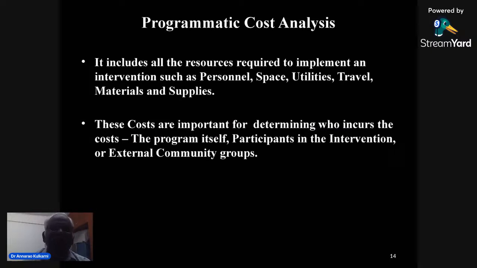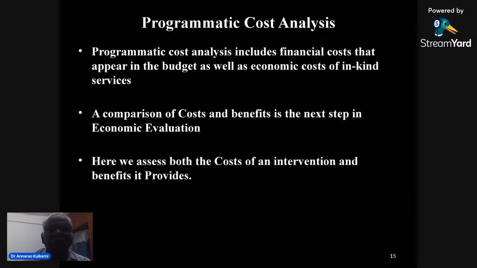The programmatic cost analysis includes all the resources required to implement an intervention, such as personnel, space, utilities, travel, materials, and supplies. These costs are important for determining who incurs the cost: the program itself, the participants in the intervention, or the external community groups. Programmatic cost analysis includes financial costs that appear in the budget as well as the economic costs of in-kind services. What is the difference between financial cost and economic cost that we have seen in the last class?